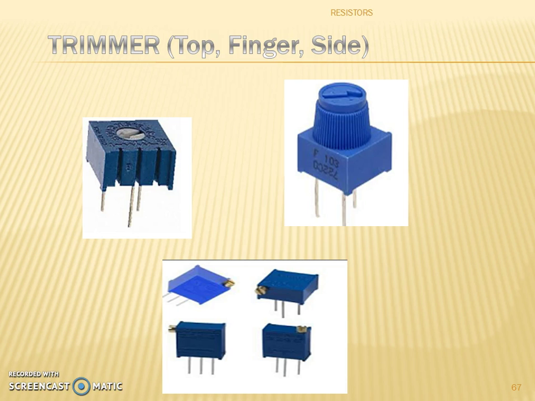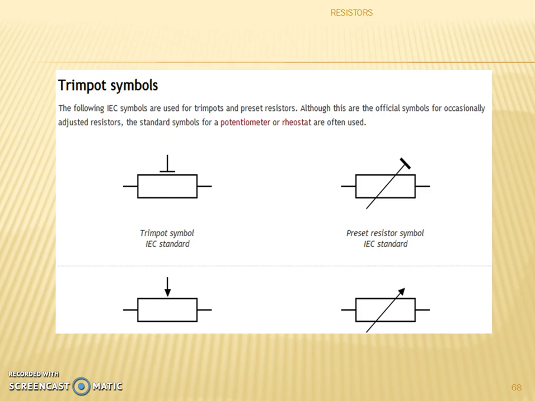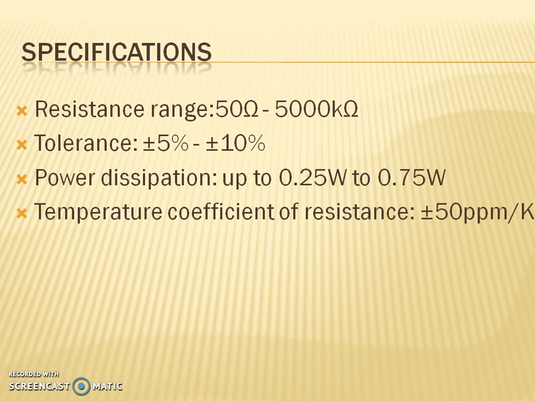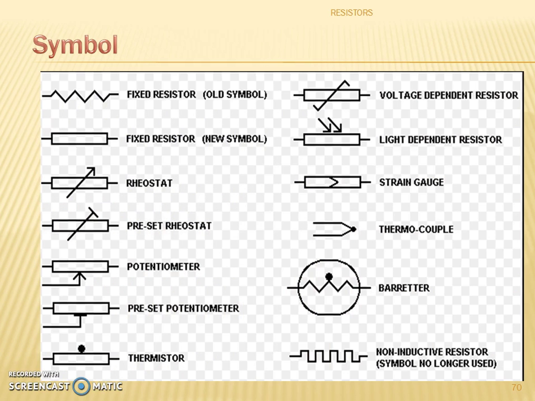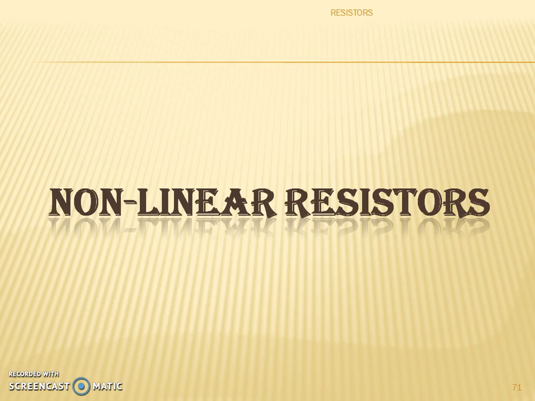These are the representations, diagrams of a trimmer. This is the trim pot symbols. The following IEC symbols are used for trim pots and preset resistors. Although these are the official symbols for occasionally adjusted resistors, the standard symbols for a potentiometer or a rheostat are often used. Now these are the specifications regarding the resistance range, tolerance, power dissipation, and temperature coefficients of resistance. These are some of the symbols that we normally use.